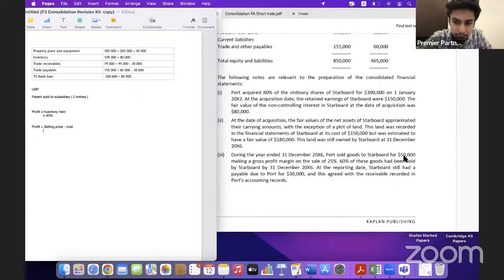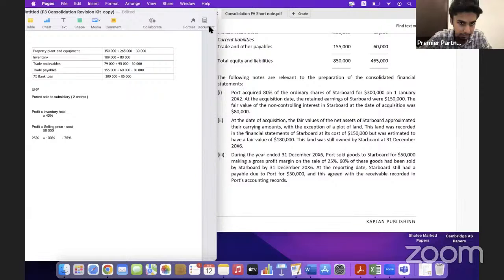Selling price is 50,000 rupees. See, Starboard sold for that, so that's the selling price. So now I need the profit. So, guys, remember, this is a margin. If it's margin, profit is 25%. Sales is always 100%. Therefore, the cost will become 75%. That one, guys, you know, no?